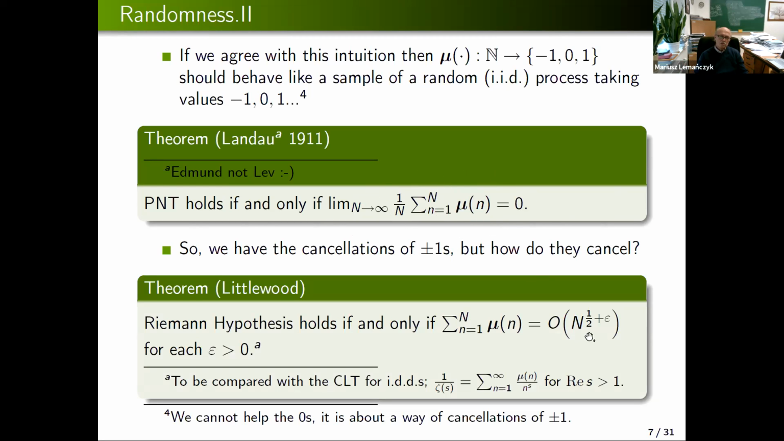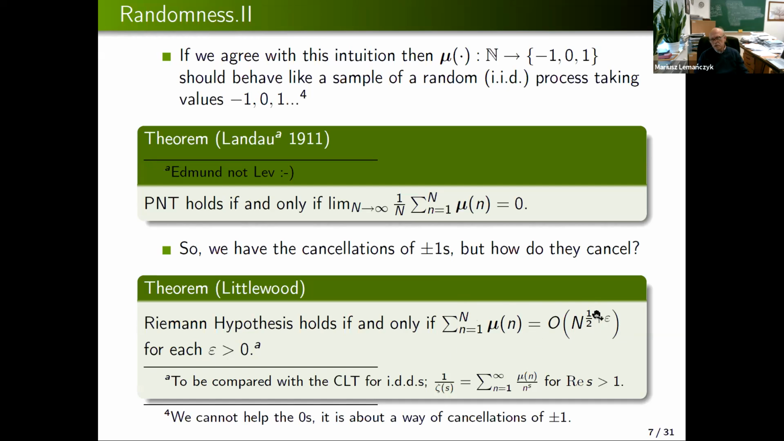So for example, you see here what I wrote: we look at this sum, but now we try to normalize it by something like square root of n instead of dividing by n. So the square root of n to the power 1/2 plus epsilon, which is something bigger. So when we divide by this, we still go to 0. I wrote here that this is bounded, but bounded or going to 0 is the same, because epsilon in this formula is any positive number.